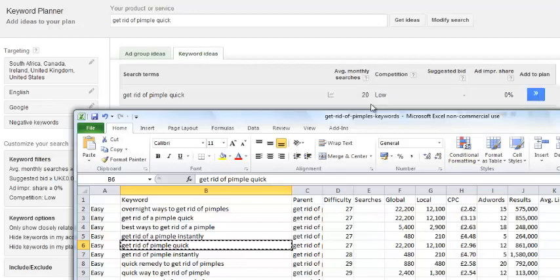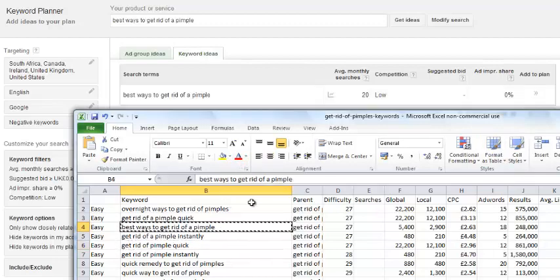Okay, so always make sure that that's low, and this is a good keyword. Other than that, don't worry too much. I'll show you a few more examples now. Okay, so best ways to get rid of a pimple, and we put it up here. So at the time this was taken, this was a very easy to rank for keyword.